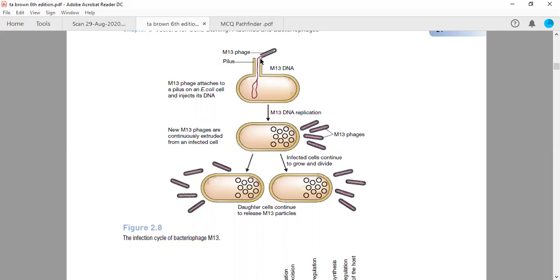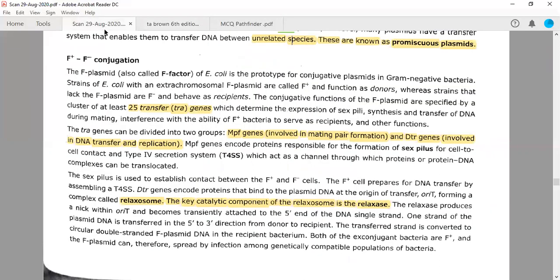This pilus is the attachment site for this particular bacteriophage, and through it the phage will release its genome into the bacterial cell and then make many copies. Most important about this M13 DNA, it is a single stranded DNA, but once it is inside the bacterial cytoplasm, it will make double stranded DNA, and the double stranded DNA of M13 is called the replicative form because it can replicate itself, right? We will discuss this in more detail if time permits at the end of the class.